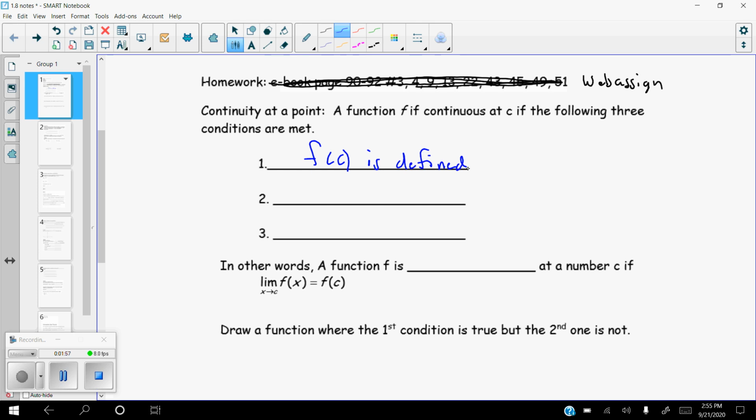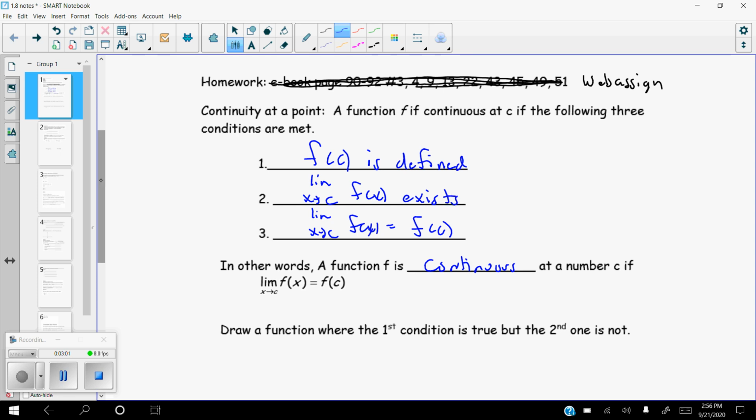The second condition is that the limit as x approaches c of f of x exists. So we basically have to have a point, f of c, and the limit as x approaches c has to exist. And in order for something to be continuous, those two things have to be the same. So 1 and 2 have to equal each other. So the limit as x approaches c of f of x equals f of c. Okay, and that is how you define something to be continuous at a point. It must meet those three conditions. In other words, a function f is continuous at a number c if the limit equals the function's value at that particular place.